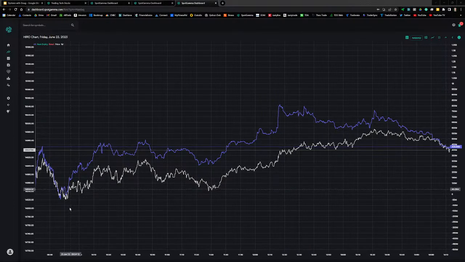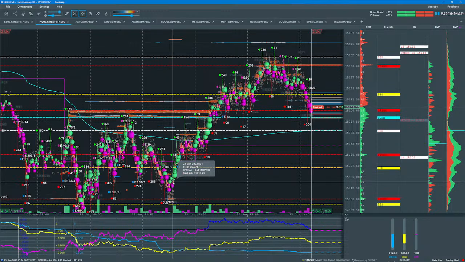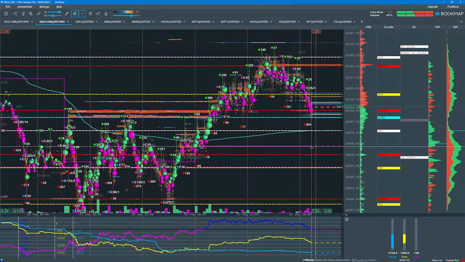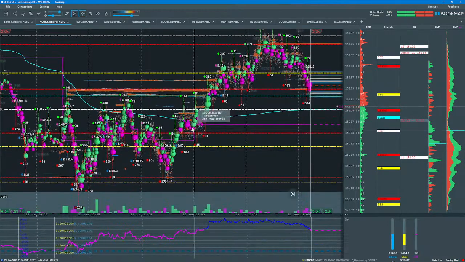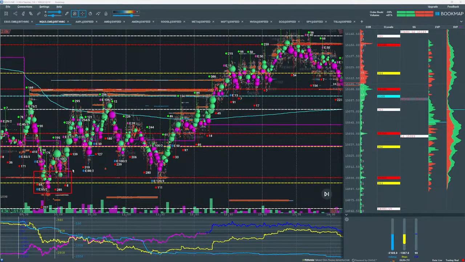All right, so really there are two key long setups. The first at 9:50 and the next at 11:30. We'll take a quick look at Bookmap. So here was the first long setup. Reversal higher at the 361 level, the QQQ 361.